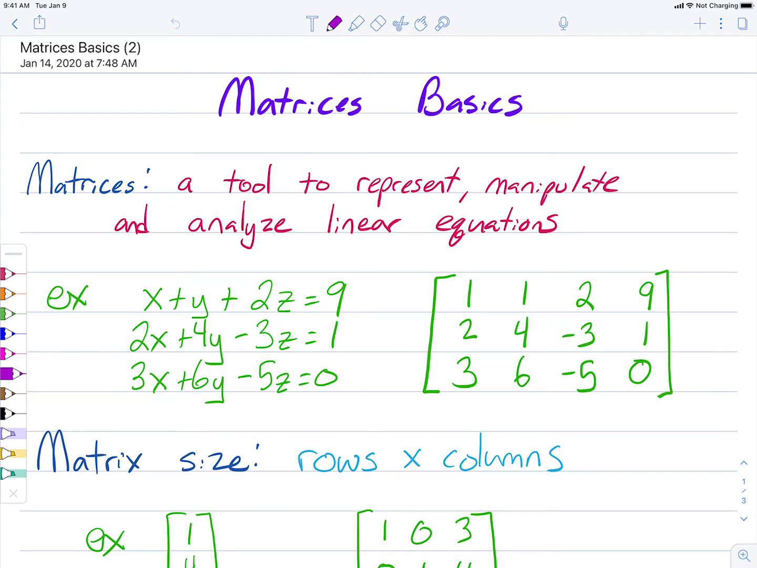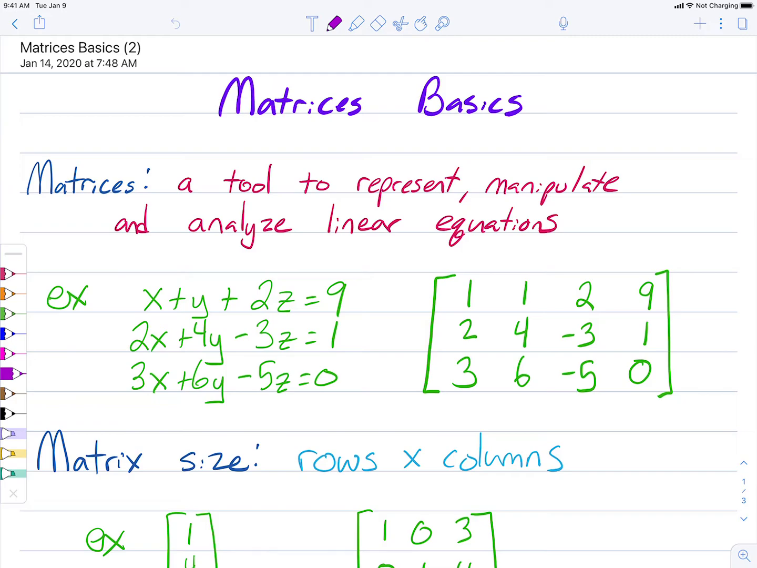Matrices Basics. So we're going to be talking about matrices and how we can use a matrix to solve different problems. So matrices are tools that represent, manipulate, and analyze linear equations. It's very much like the cells in an Excel spreadsheet or a Google spreadsheet if you're using it mathematically.